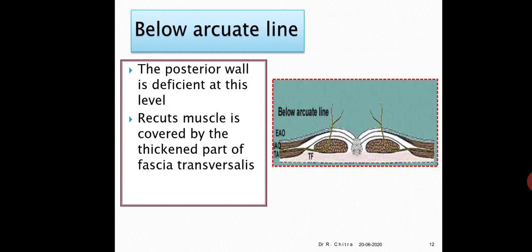The rectus muscle is covered by the... so what is present in this posterior wall? It is not the posterior wall of the rectus sheath, it is the fascia transversalis which is present posteriorly.